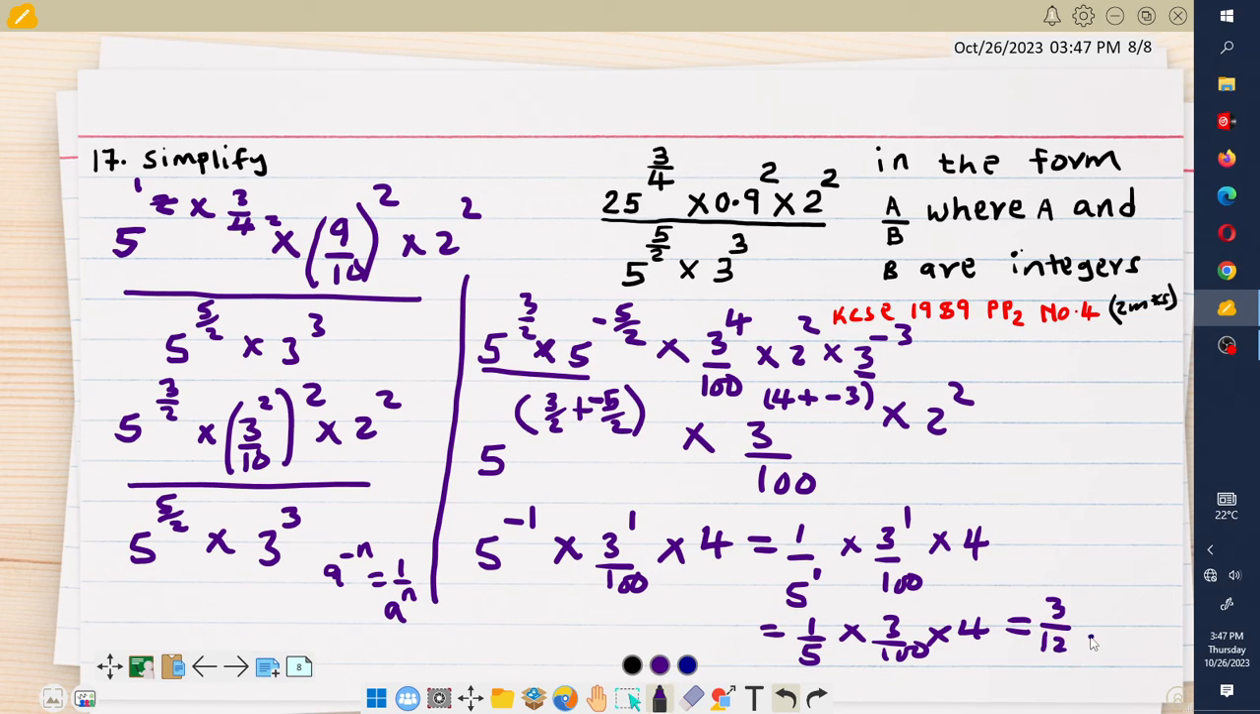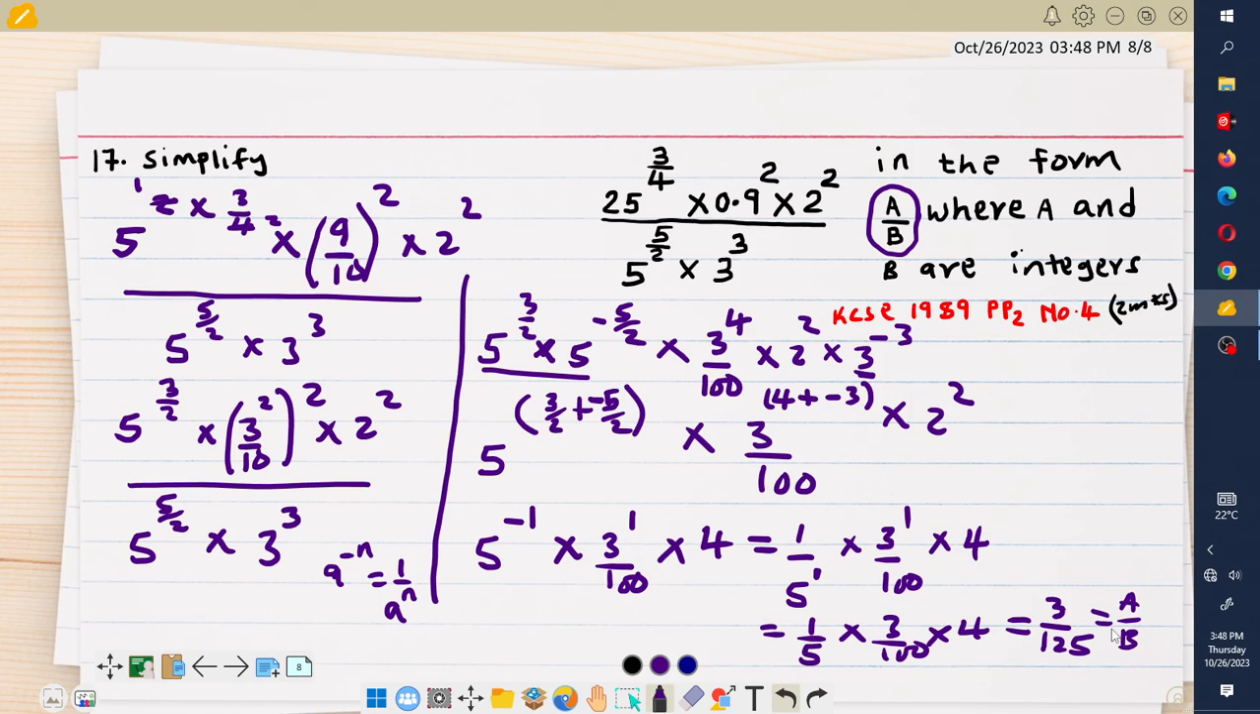3 over 125. Remember, you are told to leave your answer in terms of A over B. So this is the form of A over B, or in form of a fraction. If you are asked to hence state the values of A and B, the value of A will be 3, then the value of B will be 125. So this is the form A over B.